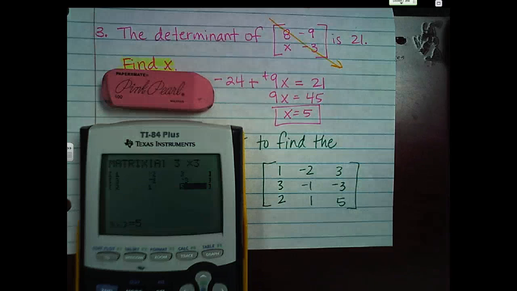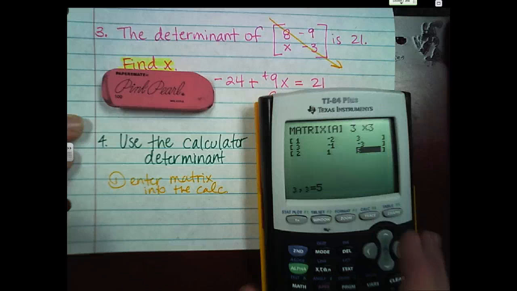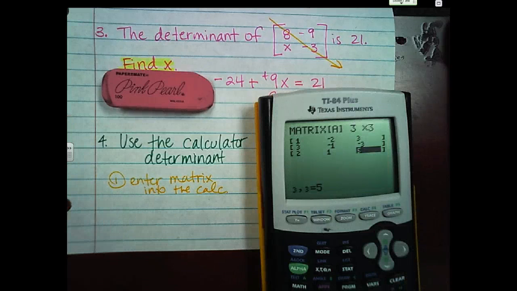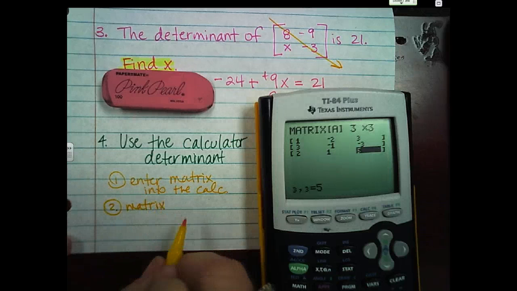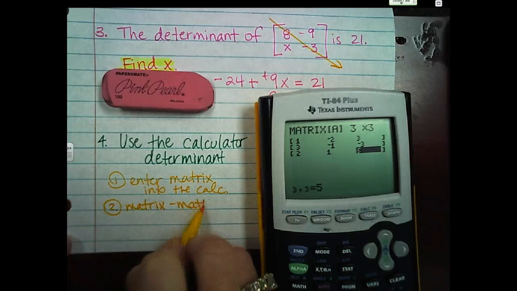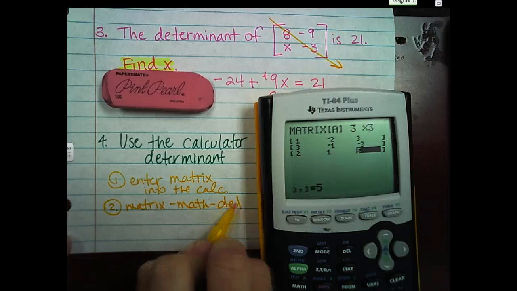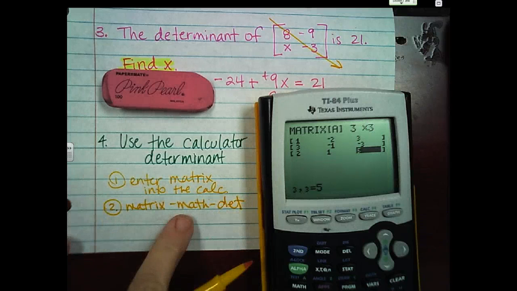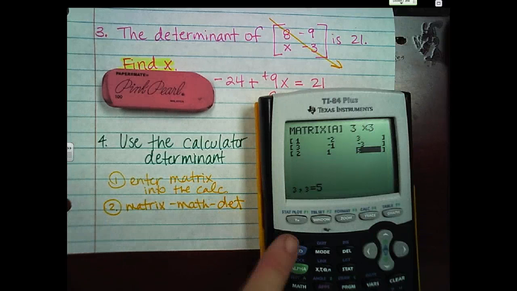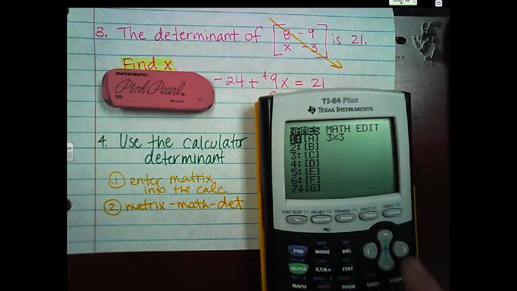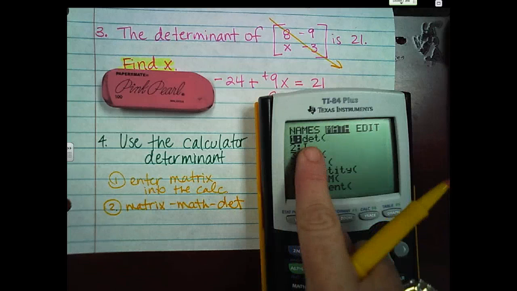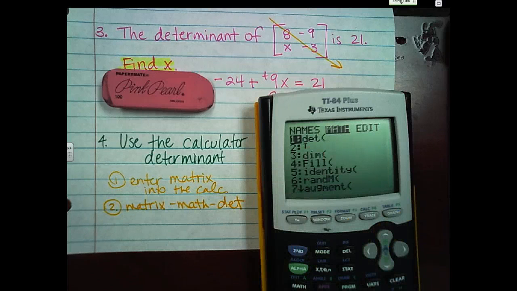So if you were to write down the next step, step 2 is to go back to matrix. You're gonna go to matrix, you're gonna go to math, and then you're gonna go to the determinant. So matrix, math, determinant. So I'm going to go back to matrix, I'm going to go over to the math section. And you'll notice the determinant comes up, right? And you can enter in a bunch of matrices. So I'm going to say I want the determinant.